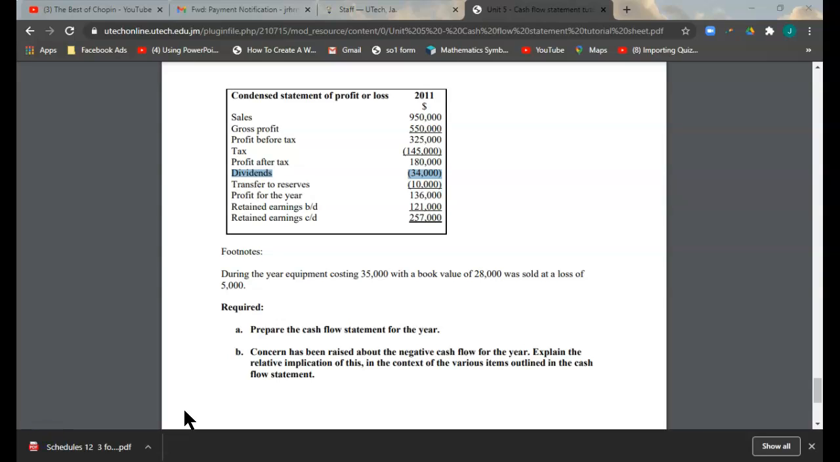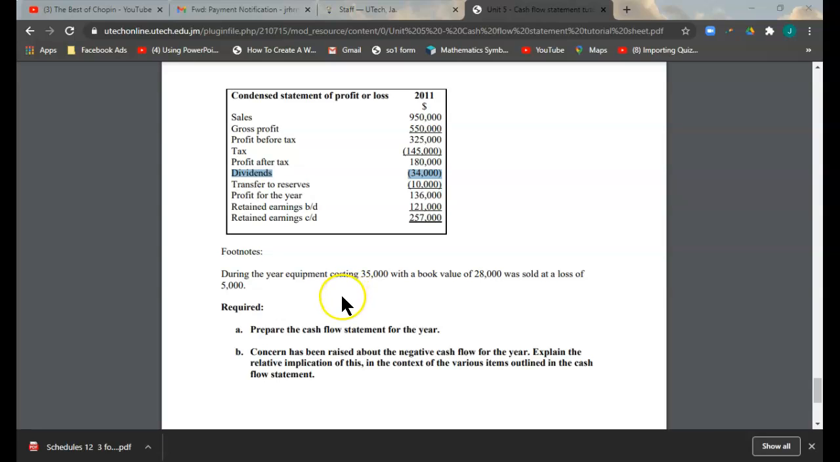So here is the note. We only have one footnote. So what am I looking for? I'm looking for the sales proceeds. So you can take a picture of this if you have not done so, the question, so we can have it for reference.